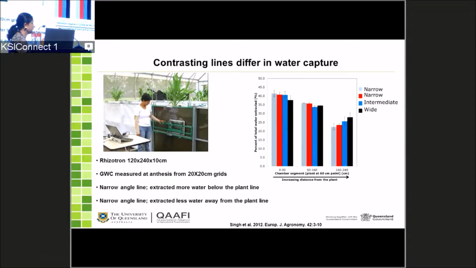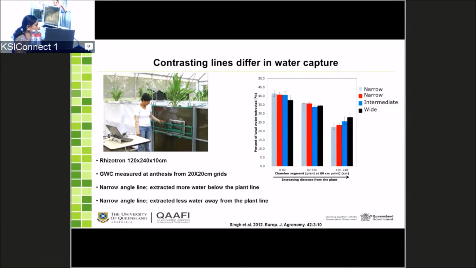If you see here in the figure, the narrow angle line tended to extract a lot more water from just below the plant line, that is the 0 to 80 centimeter. In contrast, the wide angle line tended to extract a lot more water from furthest away from the plant line, that is 160 to 240 centimeter, showing that there is a difference in water capture between the two lines.